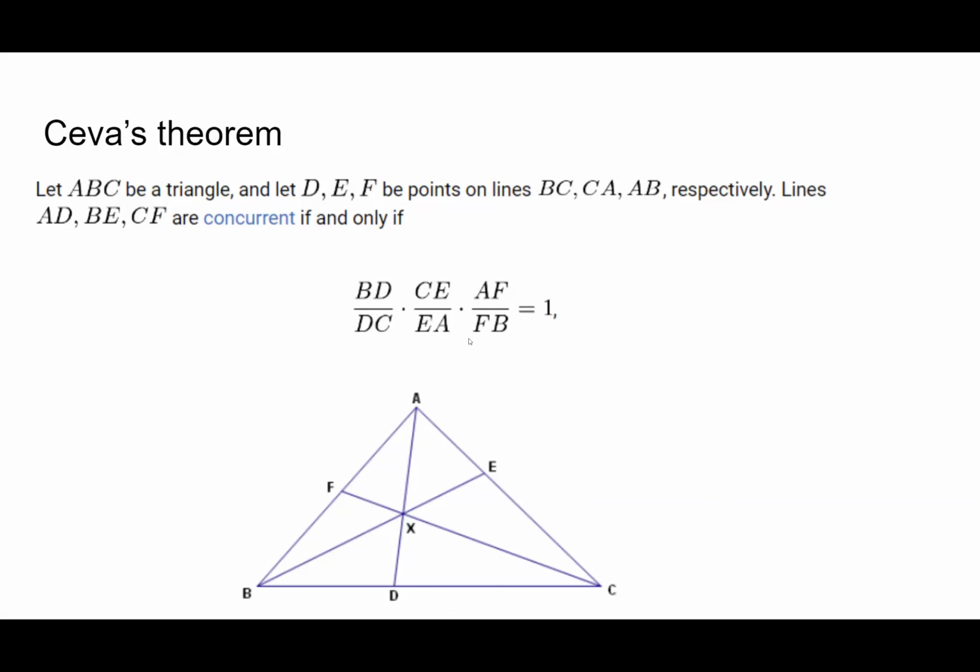Does anyone have any sort of ideas? I'll just give a hint now. Let's focus on each term at a time. Let's focus on one of these fractions for now: BD over DC, and ignore everything else. The way we're going to approach this problem is using the areas of triangles.